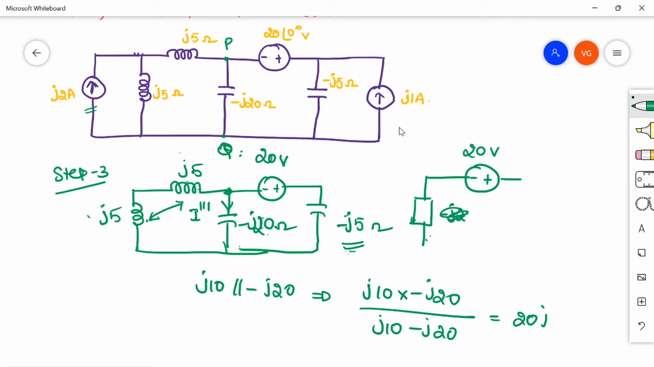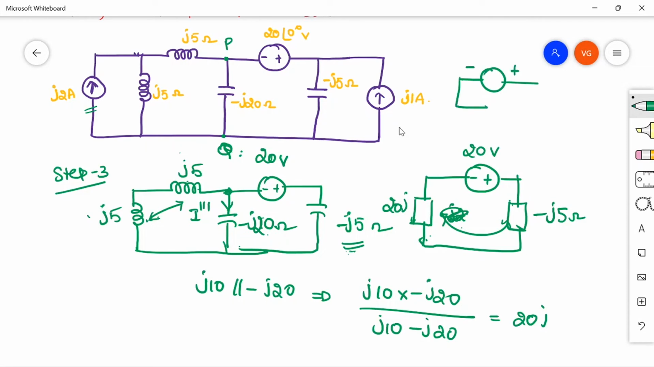So this 20J is again in here. You will be getting this as 20J and then this is J5, and this is minus J5. You can draw it as a capacitor or some impedance. Now we have to find out the current that is flowing through. Anyhow, these two also you can replace with a single impedance, that is, the circuit looks like this. These two are in series anyhow, so that will be J20 and minus J5, J15 ohm.